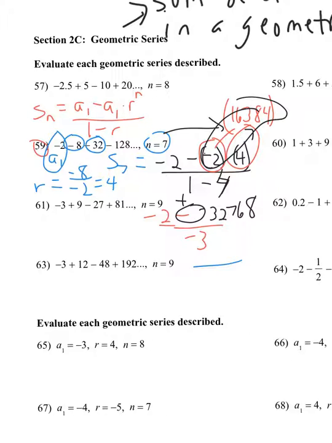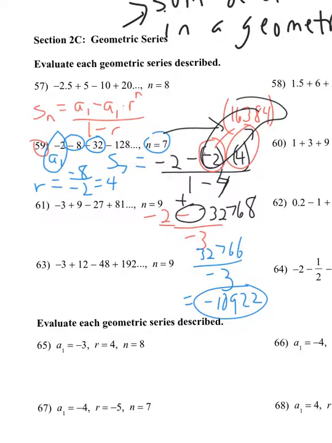And so then on the top, I'm taking negative 2 plus my 32,768, and that is 32,766, and we're going to divide that by negative 3, and that should equal negative 10,922.